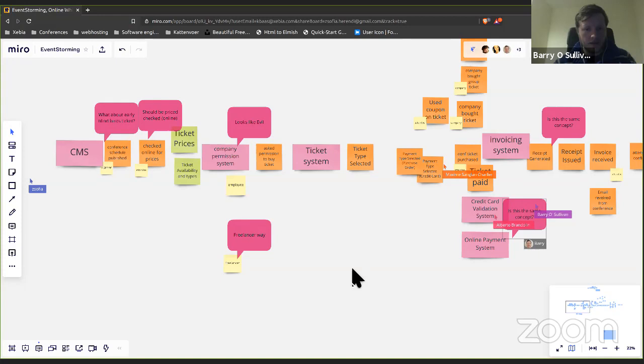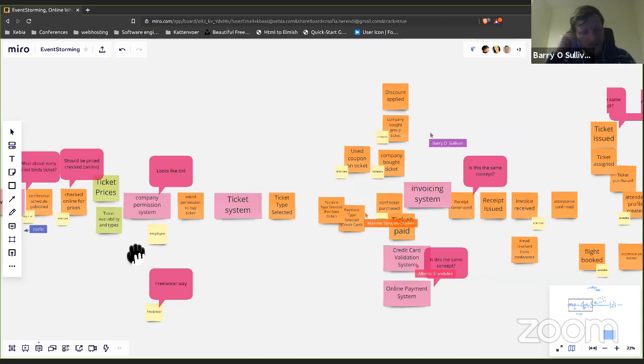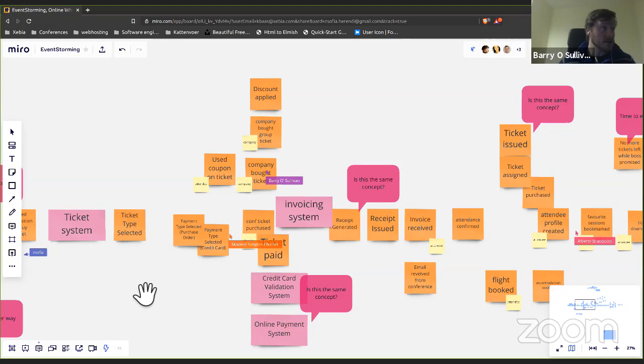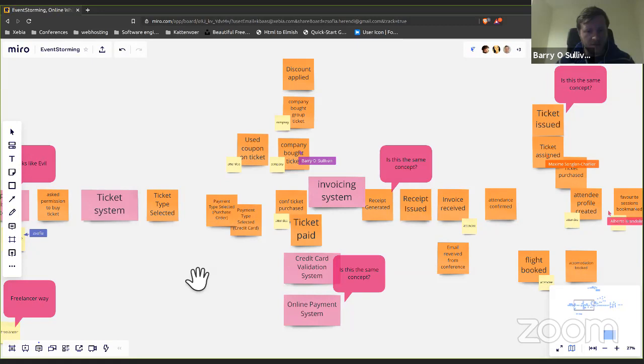Put that there. Okay. So that is the credit card flow. Then we have a coupon flow, which uses the coupon on a ticket, which can have a discount applied. You can also have a company-bought group ticket and a company-bought ticket. So these would be the same flows, except it's being purchased by somebody else. So to the attendee, this matters. To the company, to the organizers themselves, it doesn't matter, but that's about just events from different perspectives.